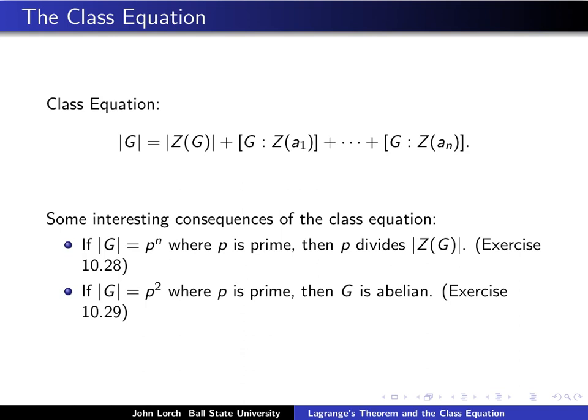Here we list just a couple of interesting consequences of the class equation. The first is that if you have a group and its size is some kind of prime power, then the prime must divide the size of the center of the group. So what that means is that the center of this group is, in some sense, relatively large. It's at least of size p. Then the second fact is that if you have a group of order p squared, where p is any prime whatsoever, then that group must be abelian.